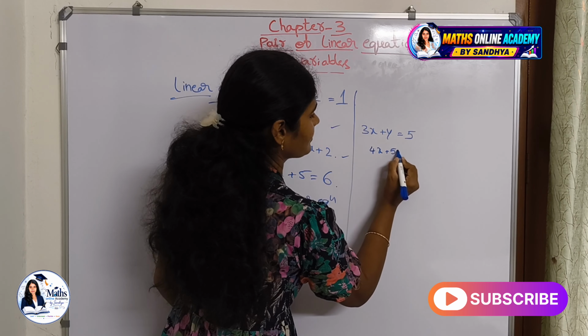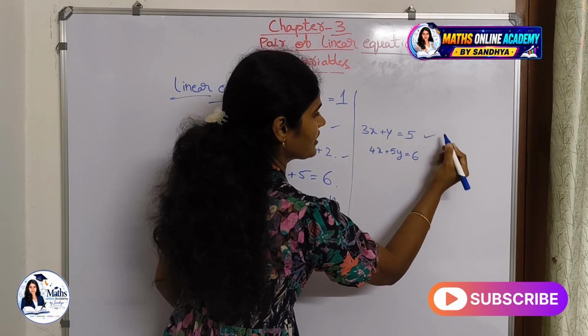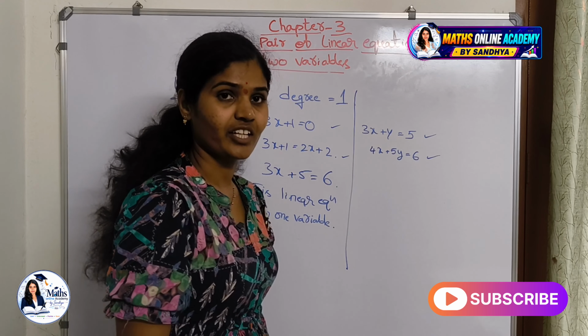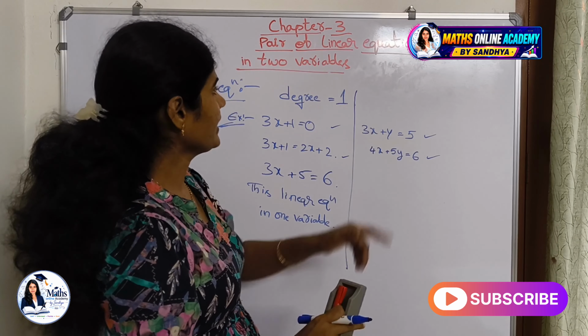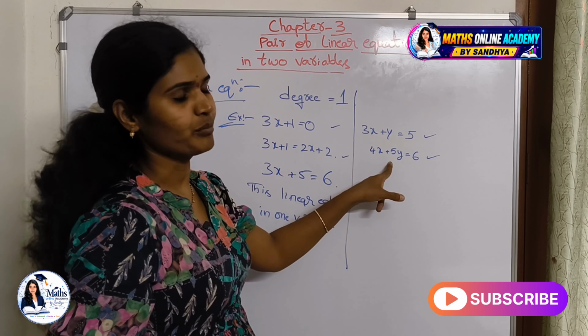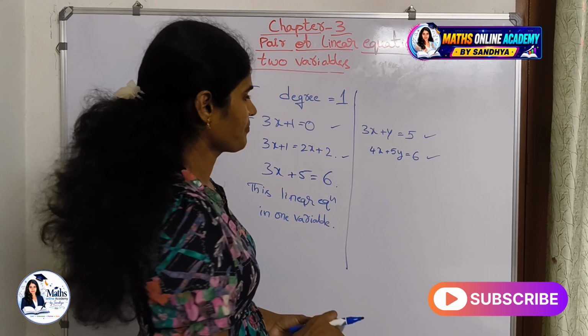4x + 5y = 6. This is also a linear equation, but a linear equation in two variables. Okay.